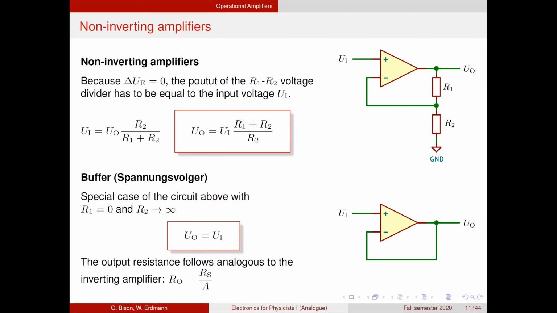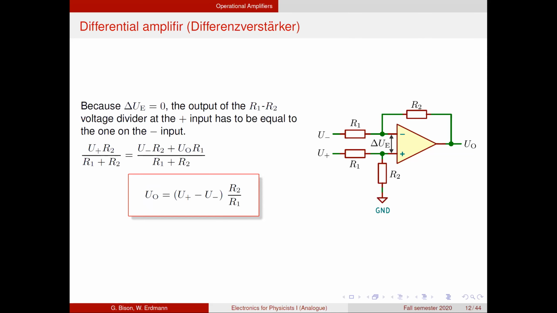And so here you find the corresponding formulas. This is the U plus and ground voltage divider. This is the U minus and U out voltage divider. And if we sort all those terms and put U out on one side, you see that it's proportional to the difference between the two input voltages scaled with the ratio of these resistors as an additional gain factor. So that's a really important circuit to basically calculate the difference between two voltages.